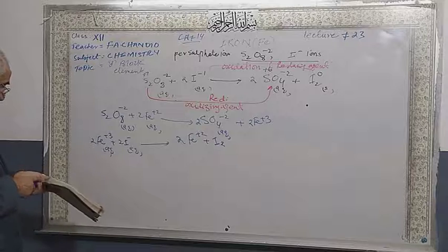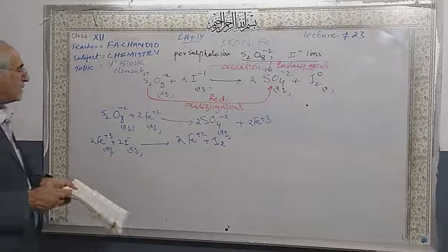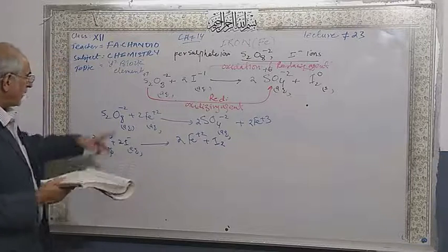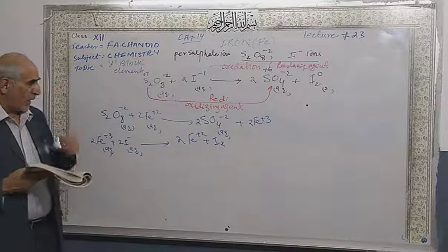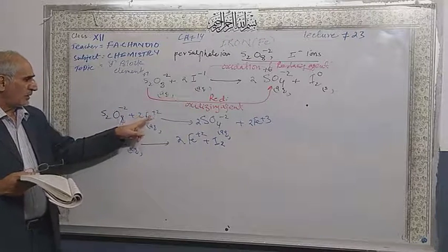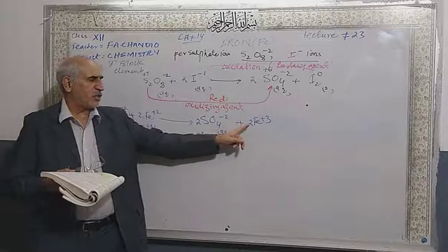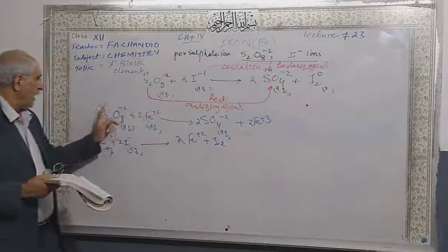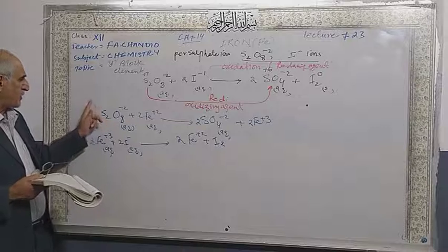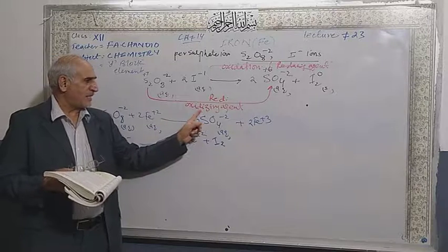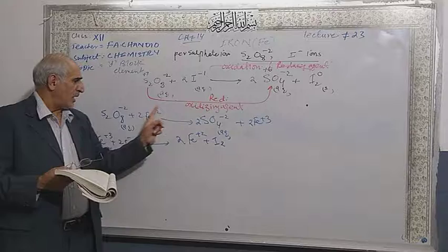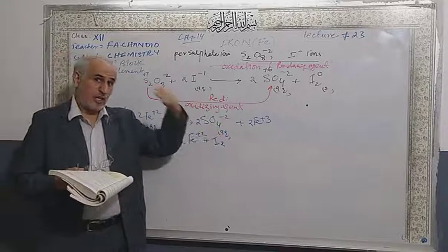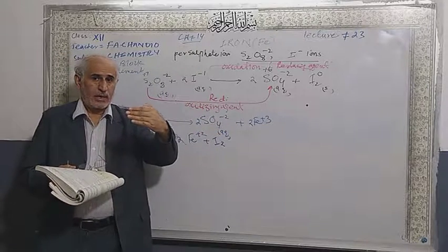So this is how the catalyst acts in this reaction. Iron 2 changes its oxidation state to positive 3, which is oxidation, and the sulfur in persulfate changes from positive 7 into positive 6. There is a reduction, and iron is going to be oxidized for the time being.